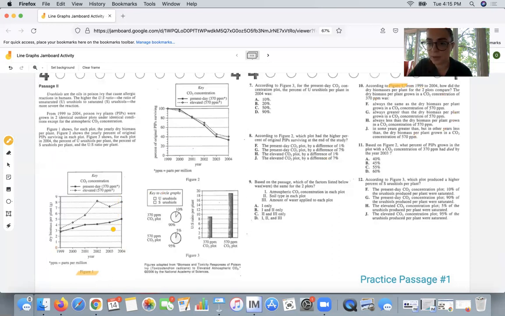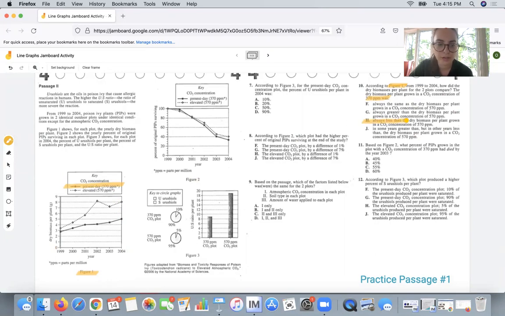The dry biomass per plant grown in CO2 concentration of 370 was, all right, so now they're asking basically, how do these 2 lines compare? Was the 370 line the same, greater, less than, or sometimes greater? Okay. Was this 370 line, this solid line, the same, greater, or less than? All right, it looks like this solid line was less than the entire time. So let's find which one says less than. H says always less than. All right, so H is our answer for number 10.